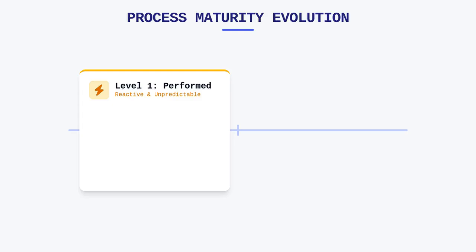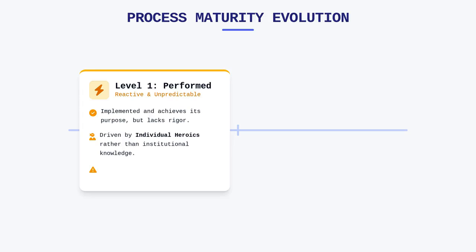Moving upward, Level 1 represents the initial or performed process, where the process is implemented and achieves its purpose, albeit in a reactive manner. At this stage, the process is usually performed without much rigor, and outcomes might be unpredictable because the execution depends heavily on individual heroics rather than institutional knowledge. While there is a clear distinction here from Level 0, because the work actually gets done, the lack of defined procedures means that consistency is difficult to maintain over time.